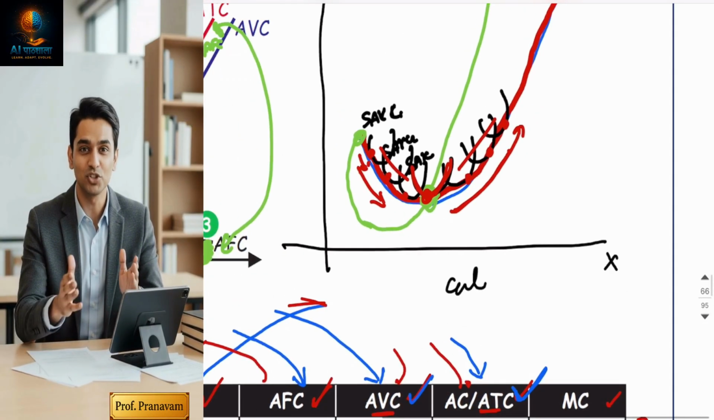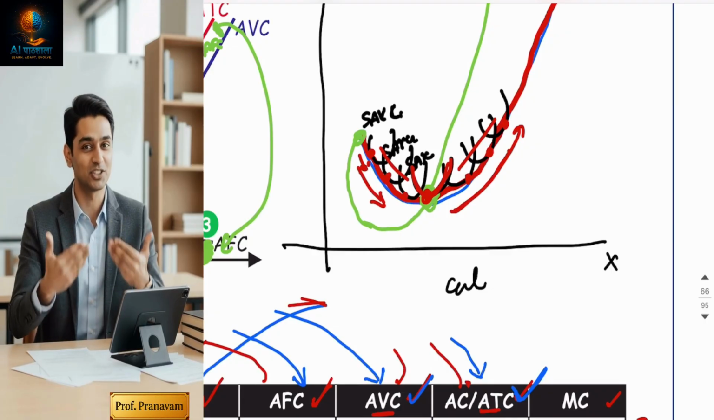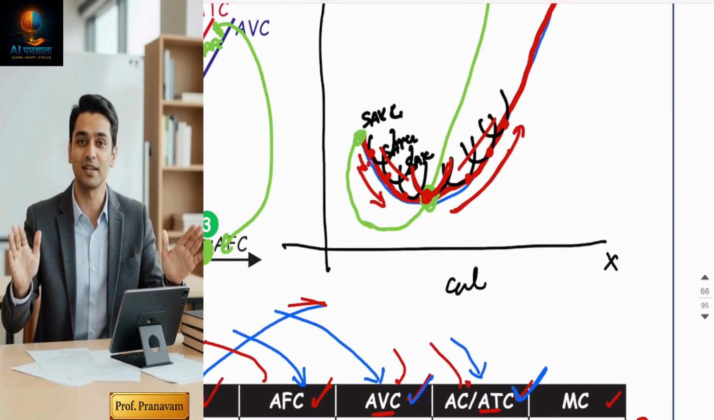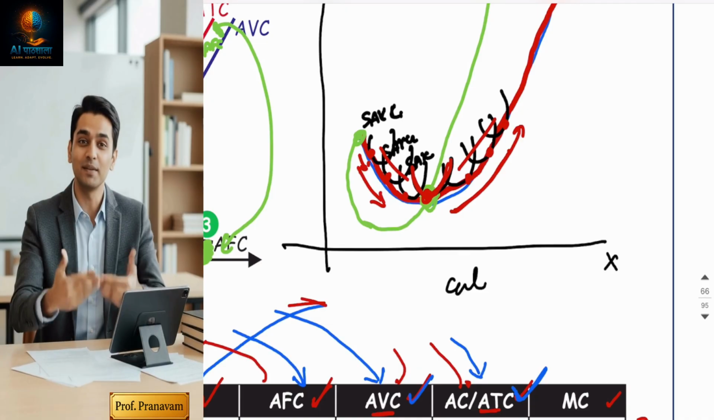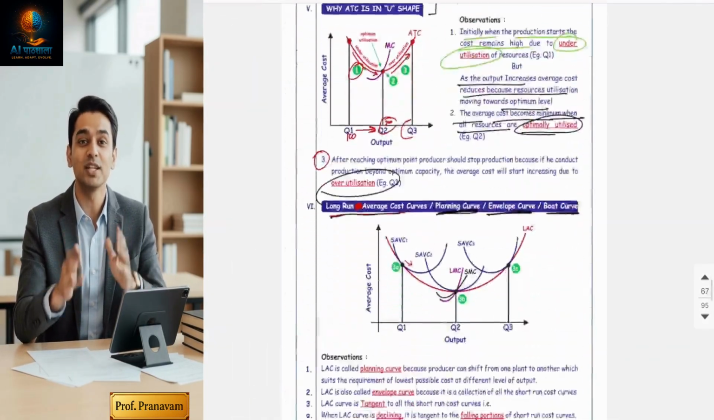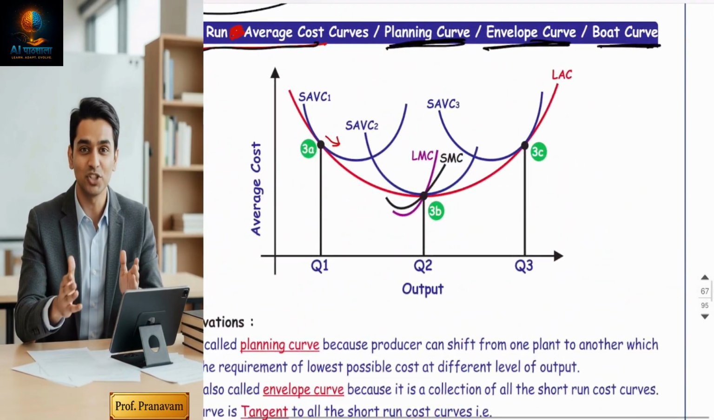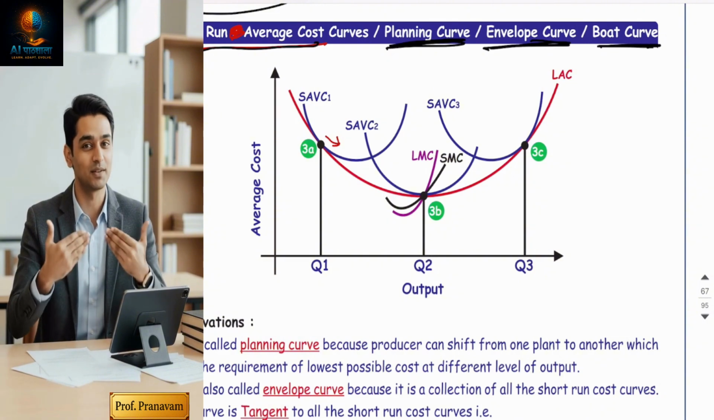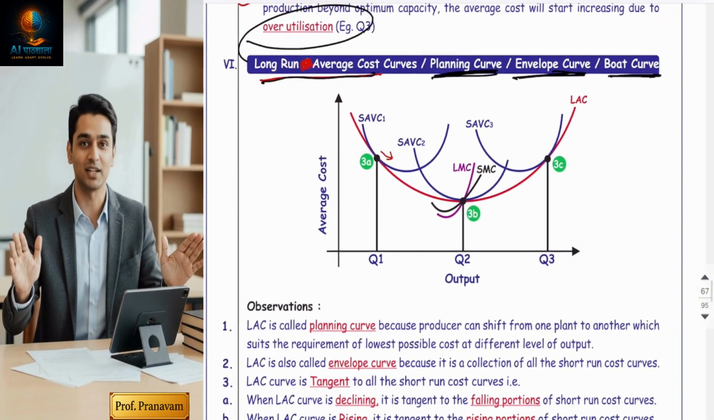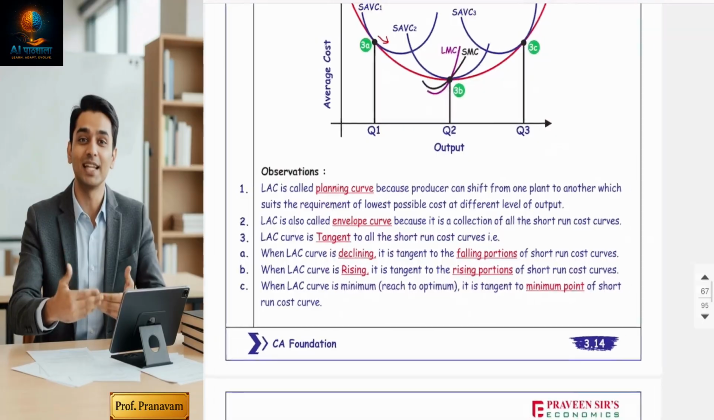So this is the diagram which indicates that some plant and machineries are underutilized, some are overutilized, and some are optimally utilized. So this is how the diagram is created. Hope you understood. Yes. So now listen to the theory.